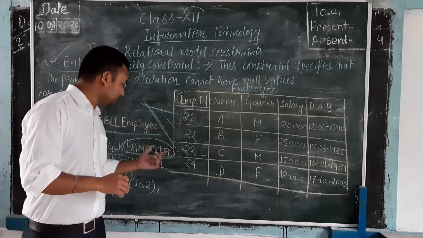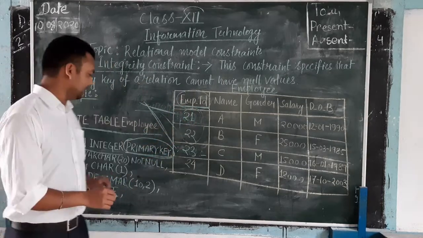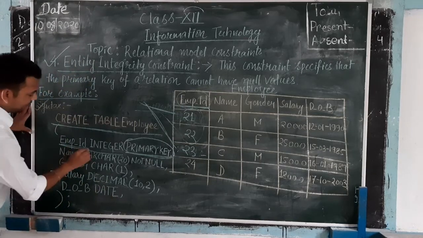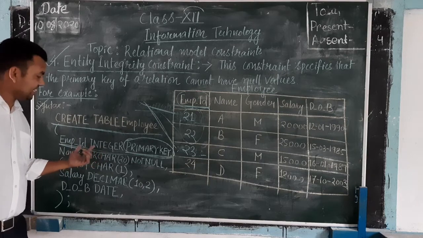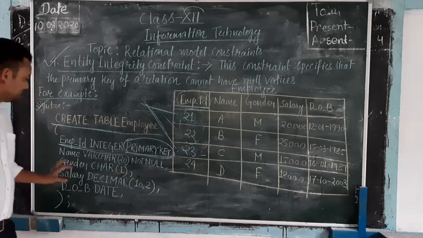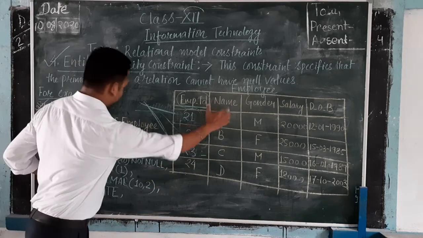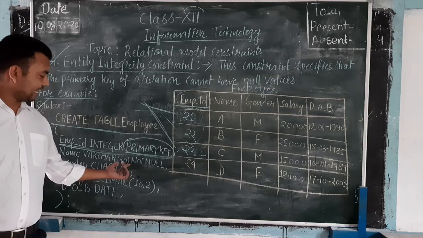It will not take any null values or any duplicate values. So this is the way we have inserted the first attribute by declaring it as the primary key, followed by the name column, the name attribute, which will be a variable character. The maximum number of characters allowed is 20.